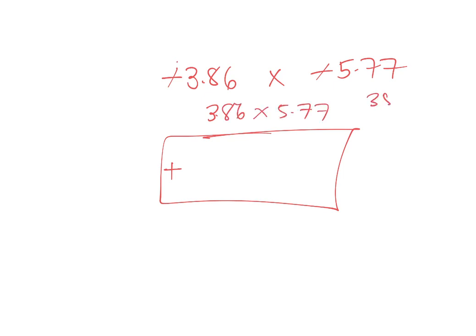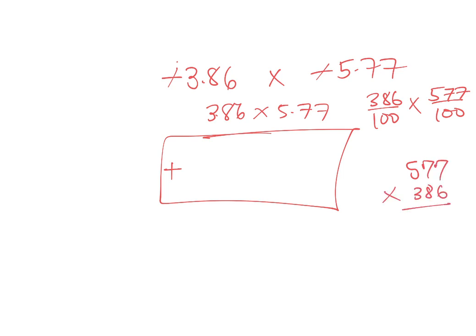We can write the 3.86 as 386 over 100, and 5.77 can be written as 577 over 100 as well. So you multiply those together. If you want extra practice with multiplication, feel free to do the multiplication like that, right? And then you divide by, what are you going to have in the denominator? 1, 2, 3, 4. Why? Because this is 100 times 100. So you would have 4 zeros.